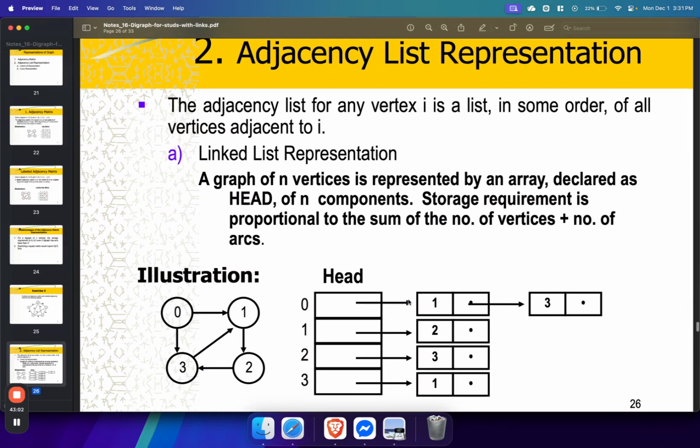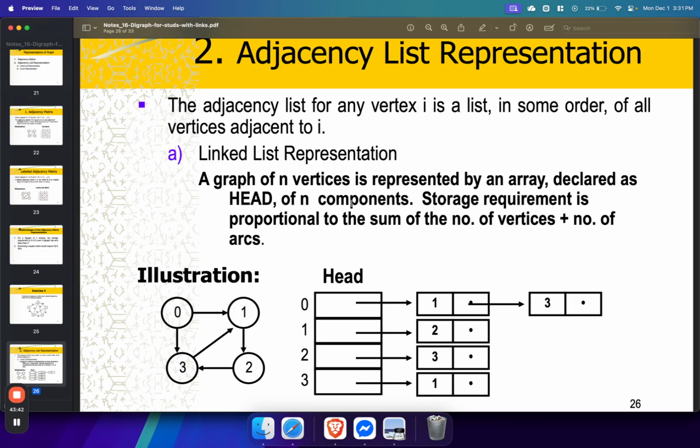So let's go to the adjacency list representation. The adjacency list for any vertex I is a list in some order of all vertices adjacent to I. Ang buot pasabot ana lang is, when we represent the adjacency list for any vertex, it's just a list of vertices adjacent to that element or index.